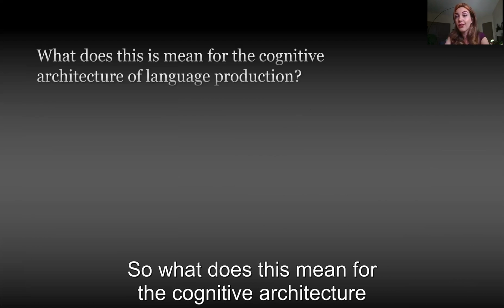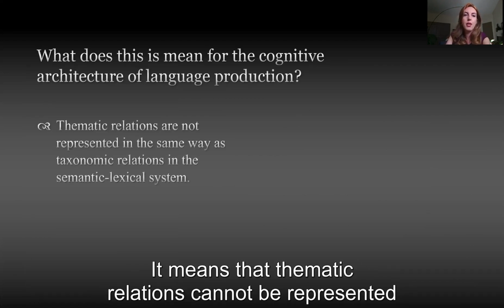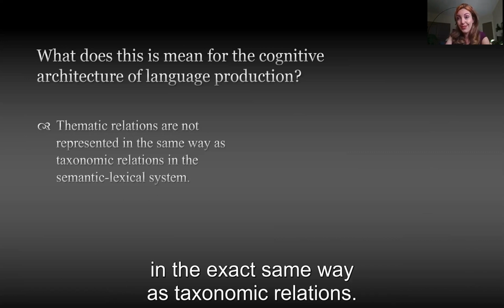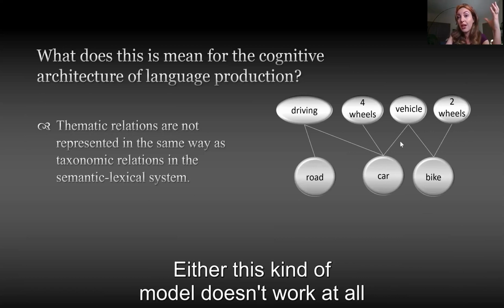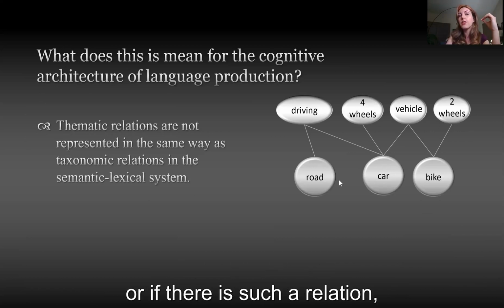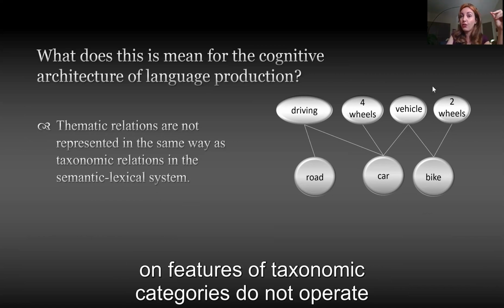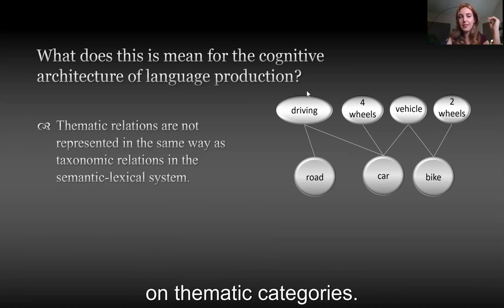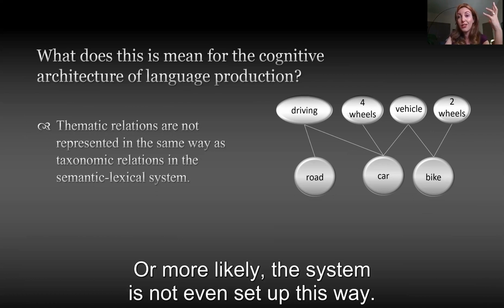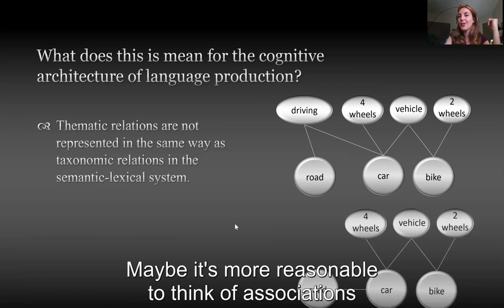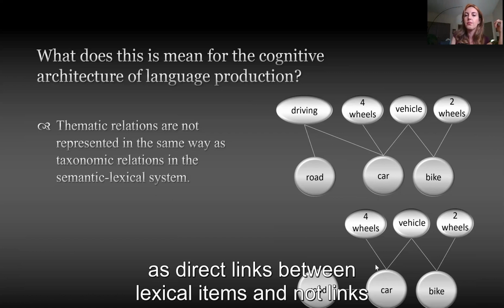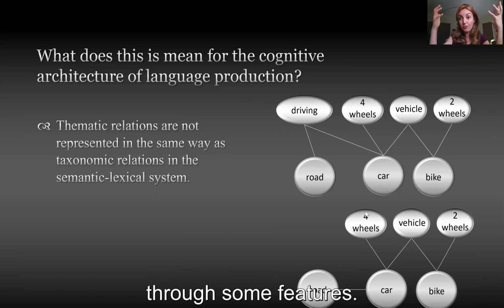So what does this mean for the cognitive architecture of the language production system? It means that thematic relations cannot be represented in the exact same way as taxonomic relations. So either this kind of model doesn't work at all, or if there is such a relation, the same incremental learning processes that operate on features of taxonomic categories do not operate on thematic categories. Or more likely, the system is not even set up this way. Maybe it's more reasonable to think of associations as direct links between lexical items and not links through some features.